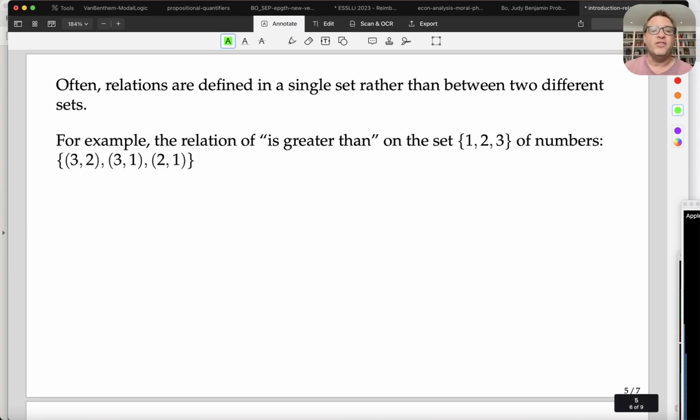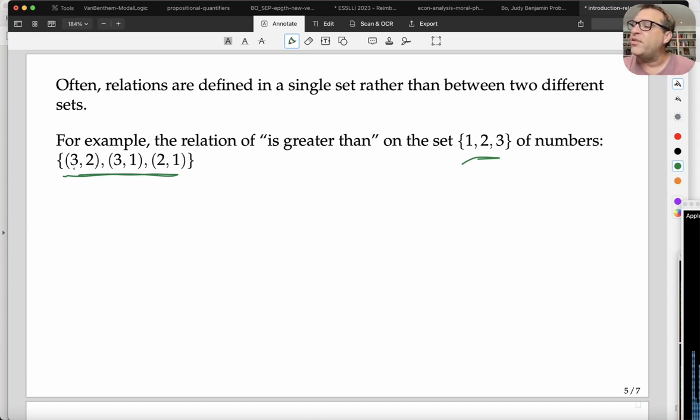So for example, consider the relation is greater than on the set 1, 2, 3 of numbers. To write down what that relation is, it's going to be a set of ordered pairs. Each ordered pair is going to be a number from this set and another number from this set, and they have to stand in the relationship that the first number is greater than the second number. So 3 is greater than 2, 3 is greater than 1, and 2 is greater than 1. So that's the greater than relation on this single set 1, 2, 3.